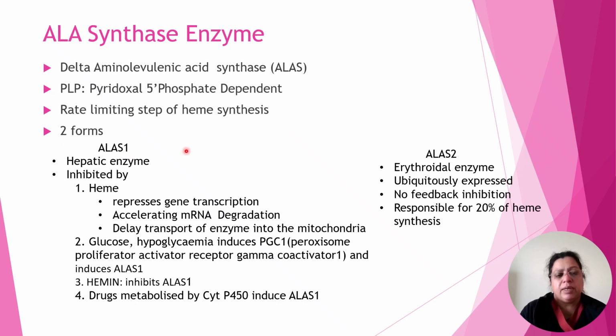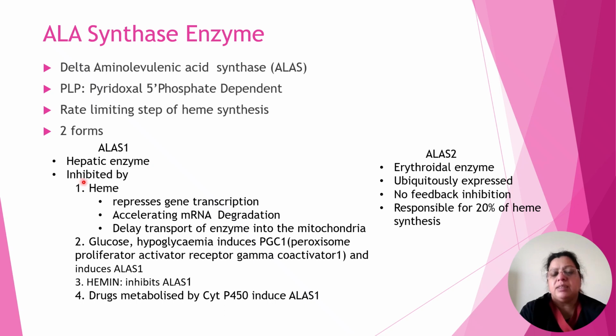Now this enzyme has two forms. It should be very clear to you, and you must remember, that there are two forms from two different sources where the porphyrin synthesis takes place: delta ALAS1 and delta ALAS2. The delta ALAS1, or the delta amino levulinic acid synthase 1, is the hepatic enzyme, whereas the ALAS2 is the erythroidal enzyme. And you know that the hepatic enzyme is under regulation.